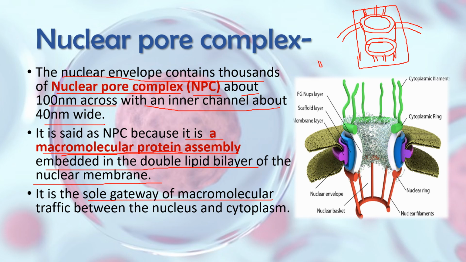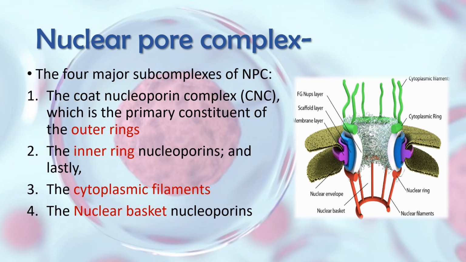It is the sole gateway of macromolecular traffic between the nucleus and the cytoplasm. So these are the only channels through which macromolecules can move in or out of the nucleoplasm, or through which the exchange of material takes place between nucleoplasm and cytoplasm. So just look at this picture. We can see this is the nuclear envelope, this particular region, which has the outer one, the outer nuclear membrane, and this inner one, the inner nuclear membrane.